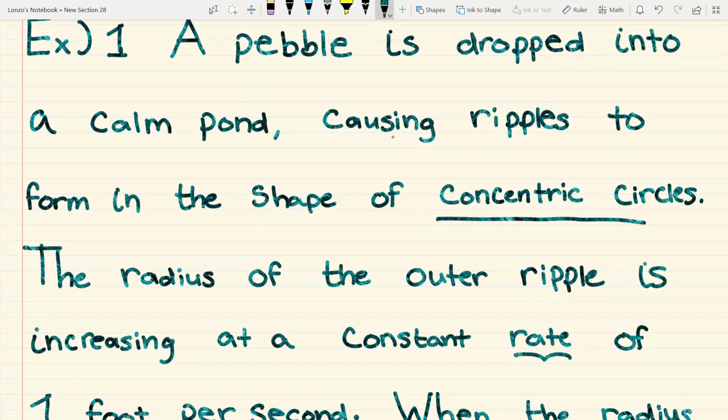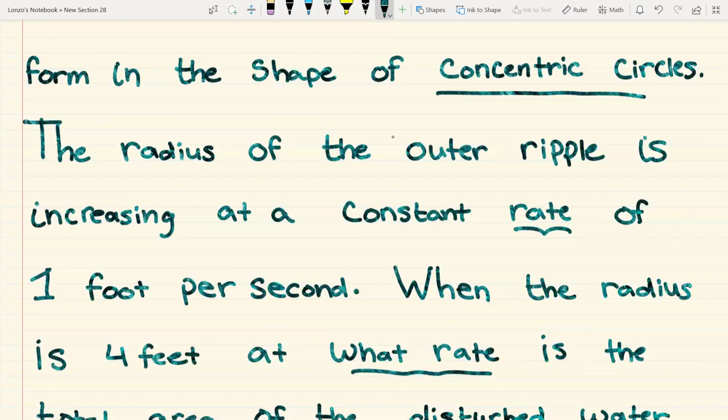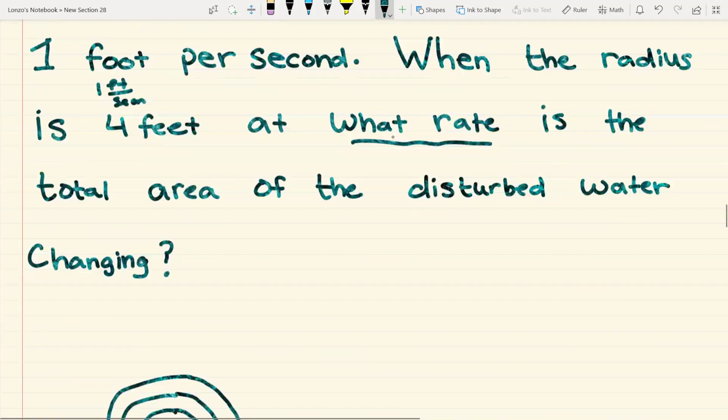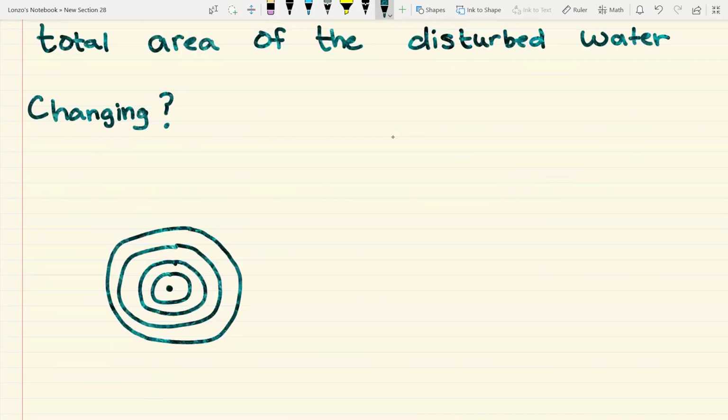So a pebble, yeah. Then they're saying that the radius of the outer ripple is increasing at a constant rate of 1 foot per second. So 1 foot per second. So we know that rate is the first derivative. It's also a constant. So let's write that down. So we know that the rate is a derivative.